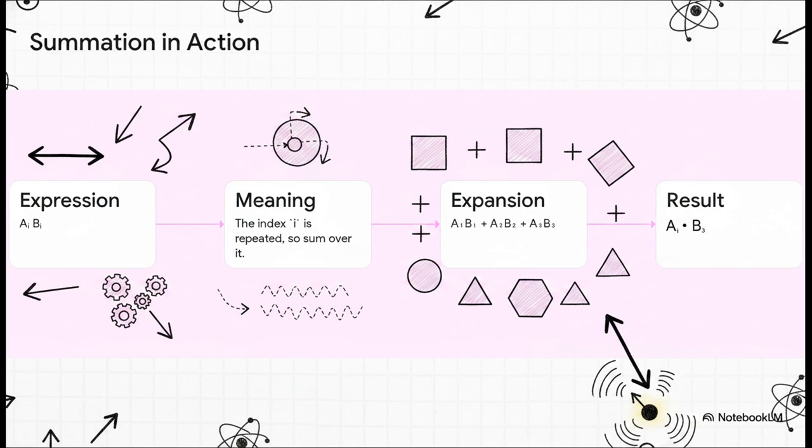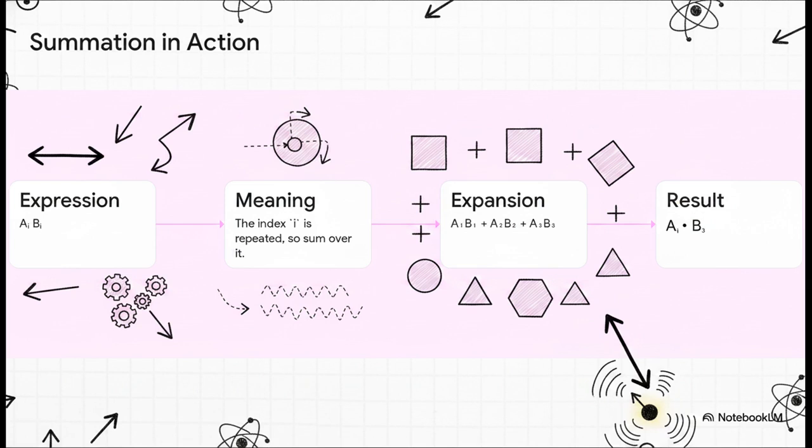Okay, let's see this in action, because this is where it clicks. Look at this expression: A sub i times B sub i. See that? The index i appears twice, once on the A and once on the B. That means the summation convention kicks in. So this tiny little shorthand, A sub i, B sub i, what it actually means is set i to 1, then set i to 2, then set i to 3, and add all those pieces up.